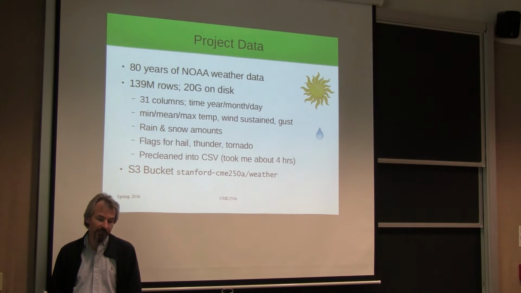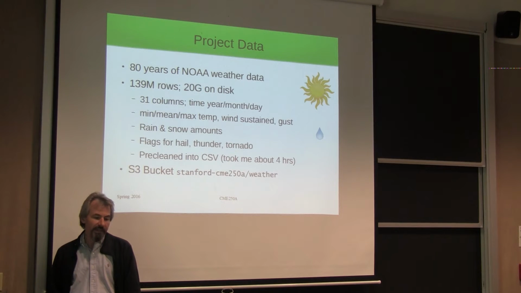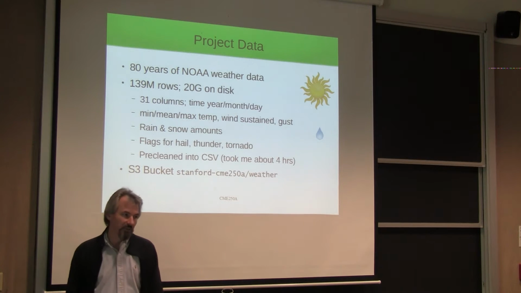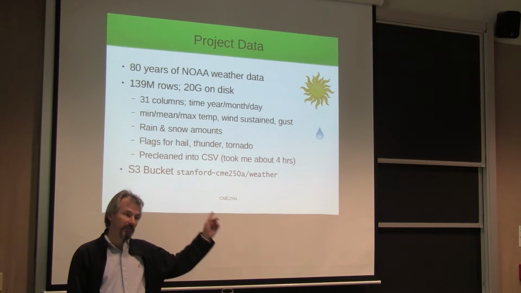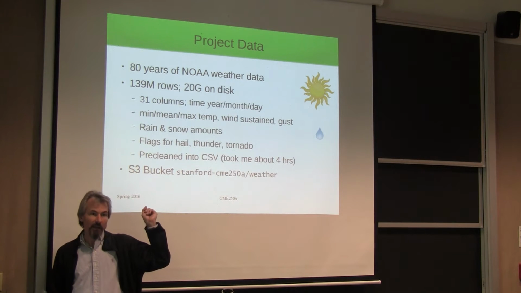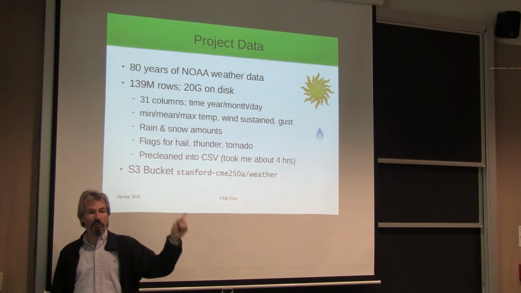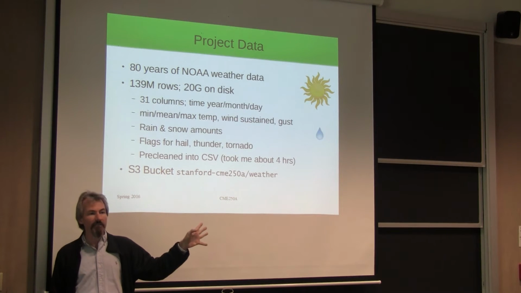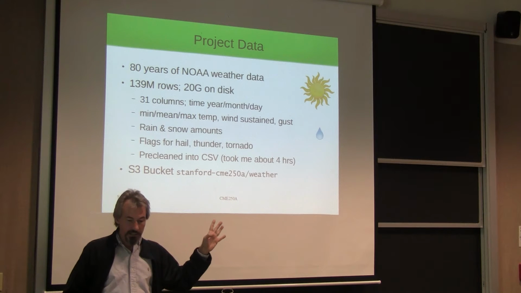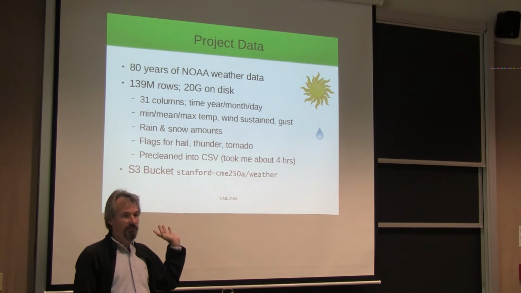and other flags for special things like thunder and tornadoes and whatever else. The data is in an Amazon S3 bucket, so you have to have an Amazon account, and you should be able to find the bucket, Stanford-cme250A. I've used the same bucket all semester long. Under a directory called weather, I put the scripts, and below that there's a data folder with 89 files, for 89 years of weather data.